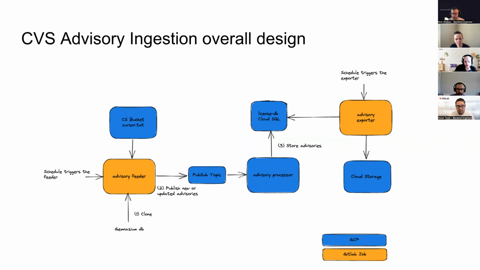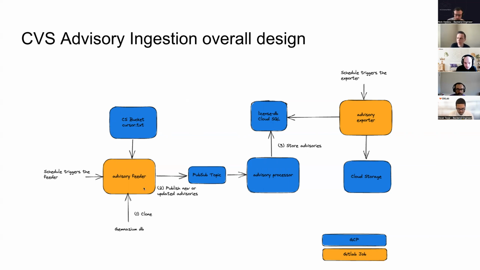You will see I have something like a block diagram, with different colors depending on what we are talking about. With orange, I'm talking about a GitLab job, so basically a binary that can be executed by a GitLab job, and blue is something that runs on GCP, or a GCP resource.